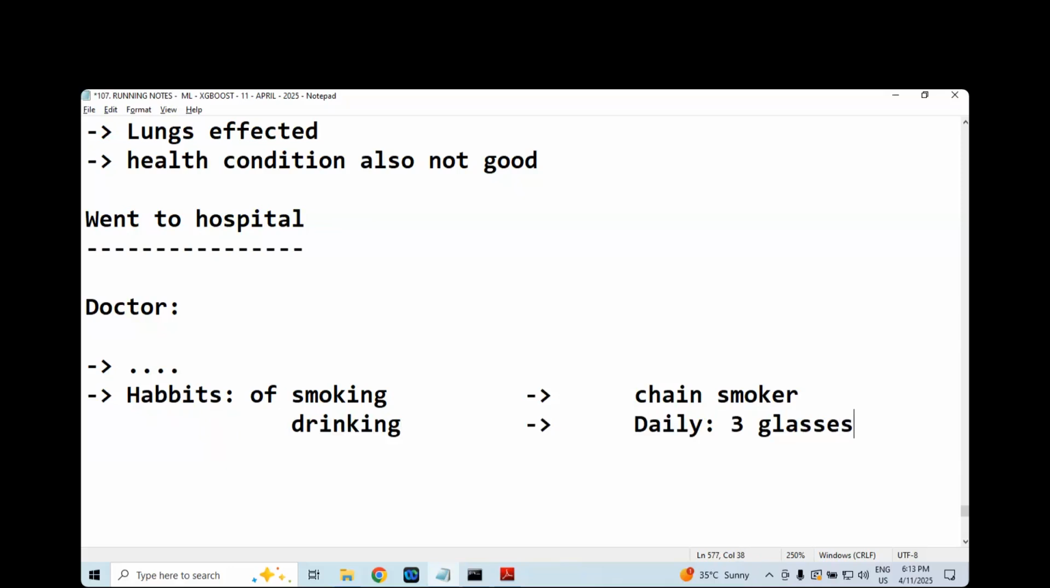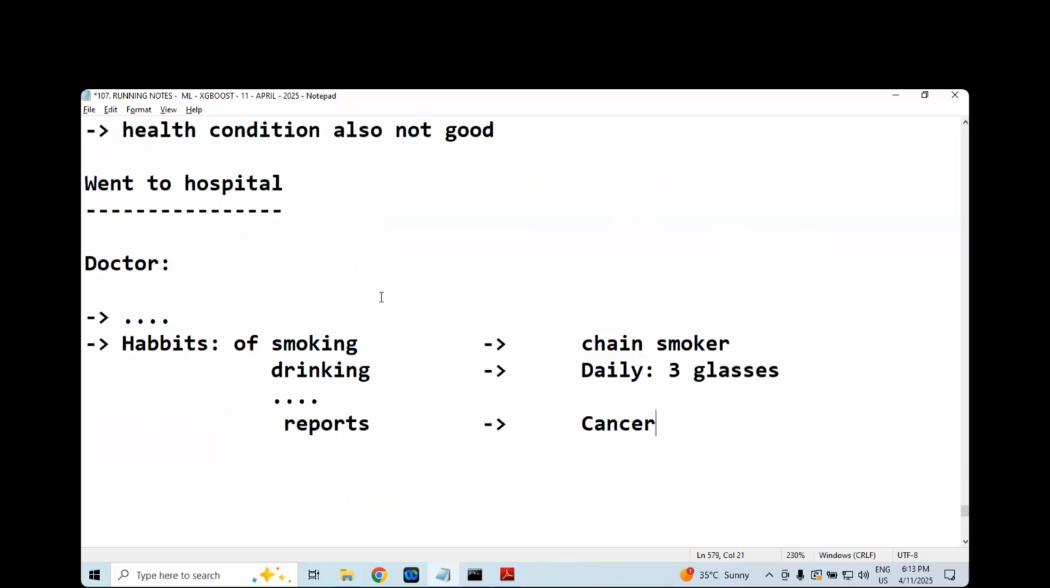Think like this, sir. I'm explaining about the scenario. He is asking, sir. Then finally, he analyzed the reports actually. Now he is confirming, sir, you are affected with cancer. Now I wanted to tell you one thing.